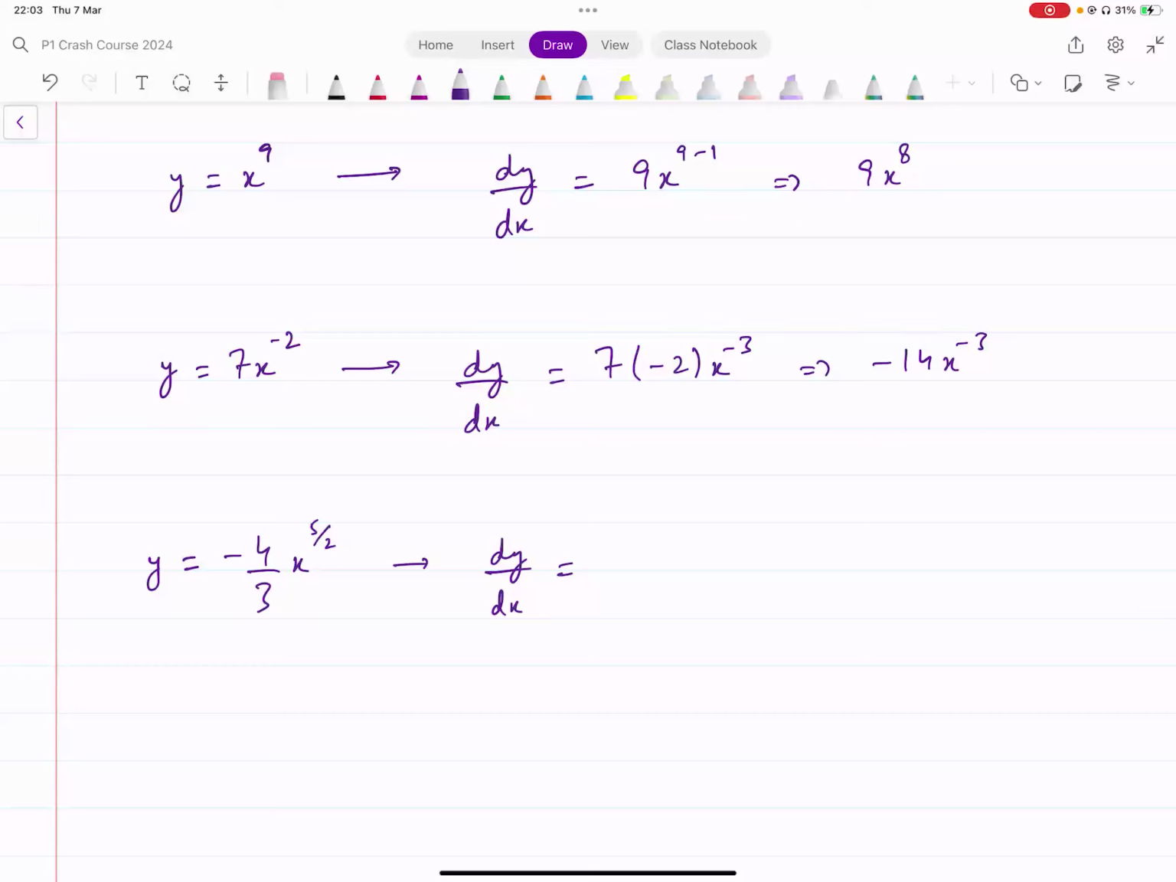Yeah, so that's good. Minus 4 over 3 remains as it is, right? That's a constant multiplying. We will not change that. 5 over 2 gets multiplied with that. So we multiply by the power, and then we subtract 1 from the power. So it becomes 5 over 2 minus 1. So let's simplify this. 4 and 2 get cancelled. You have 2 here, minus 10 over 3 into x raised to power 3 over 2. That's the derivative.